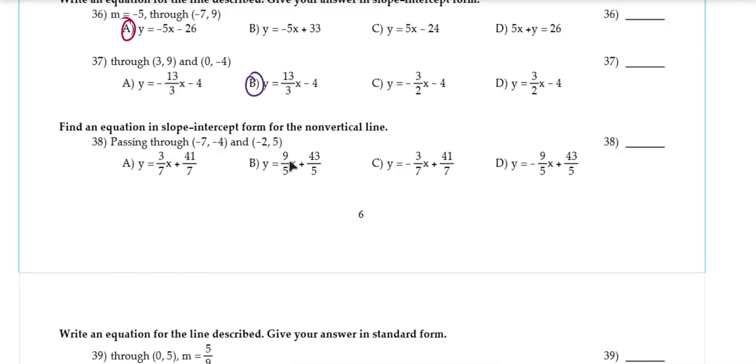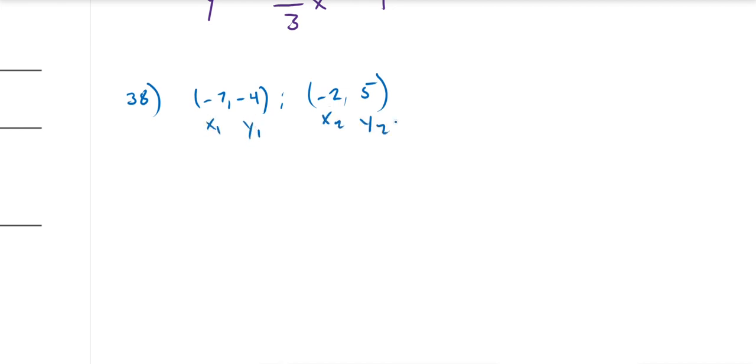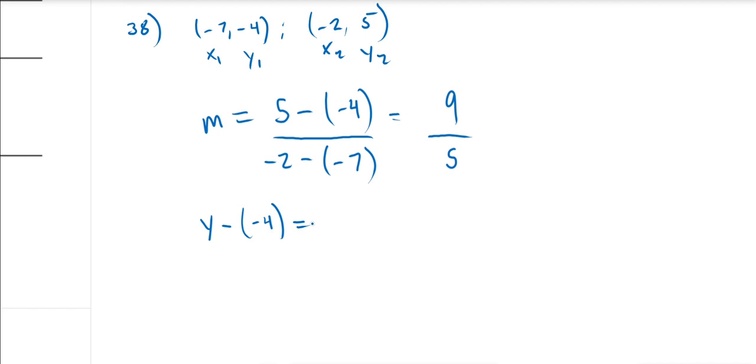Question 38 asks us for something very similar, but here they've told us that our line goes through these two generic points instead of through a particular y-intercept. So we just first want to find the slope by identifying which one of these will be our x1, y1, and our x2, y2. Plugging these into our slope equation, we get 9 over positive 5. And then we could use the point-slope form equation to get us the rest of the way. We take y minus y1, and then take the slope 9/5 and multiply that by x minus x1, which would give us x plus 7.